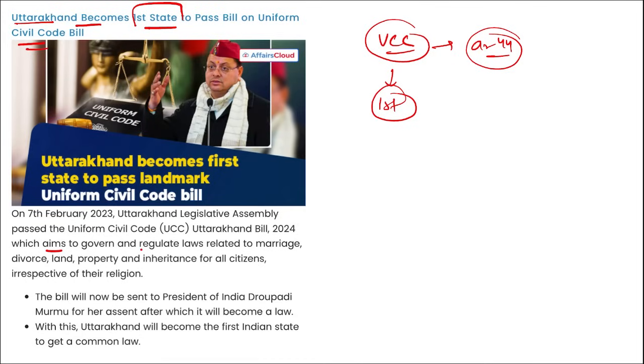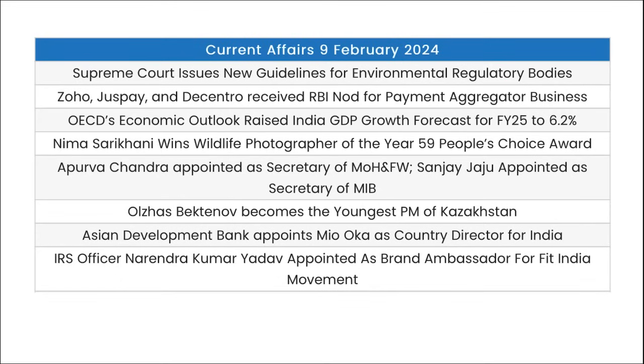This aims to govern and regulate laws related to marriage, divorce, land, property and inheritance for all citizens irrespective of their religion. The bill will now be sent to President of India Draupadi Murmu ma'am for her assent, after which it will become a law. So friends, these are your important current affairs for the day, right?